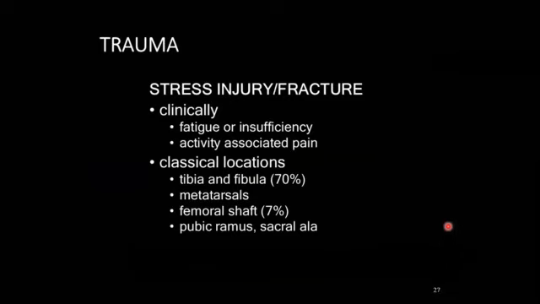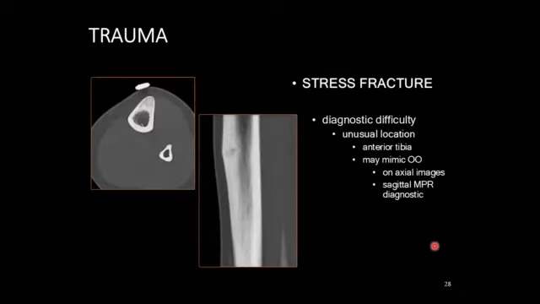Now, the second most common pathology to be differentiated from neoplastic lesions is trauma, especially stress injuries or stress fractures. Clinically, it's either a fatigue fracture or an insufficiency fracture, of course associated with pain during activity. Classical locations are the tibia and the fibula, metatarsals, the femoral shaft, and the pubic rami and sacral ala. These are the classical locations of stress injuries or fractures.